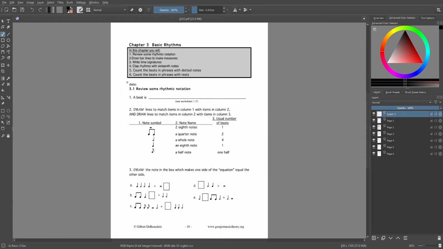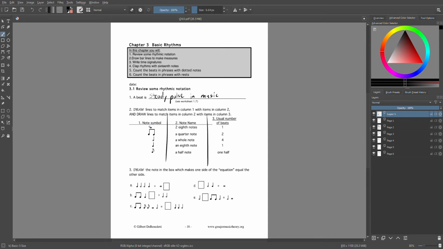So one at a time, we're going to figure out what a beat is. So a beat is a steady pulse in music. That's it. Just 1, 2, 3, 4. 1, 2, 3, 4. That's a steady pulse. That's a beat. Alright, so we are going to now draw lines to match the items in column 1 with items in column 2, and then match column 2 with column 3. So there's 1, 2, and 3.